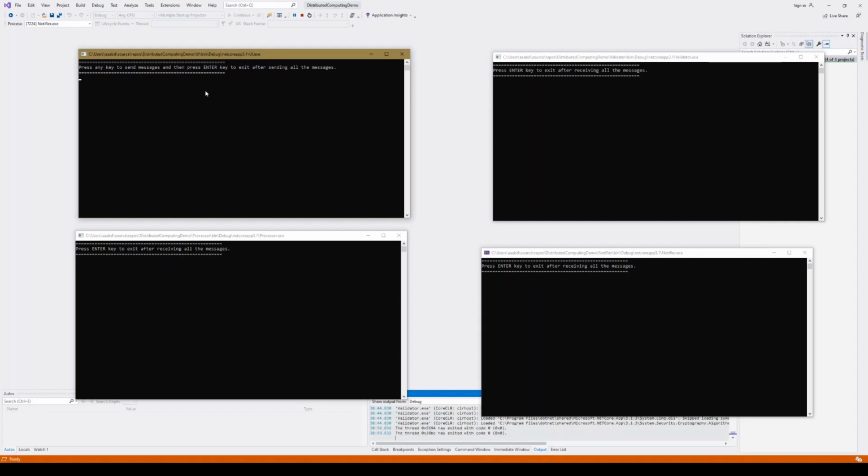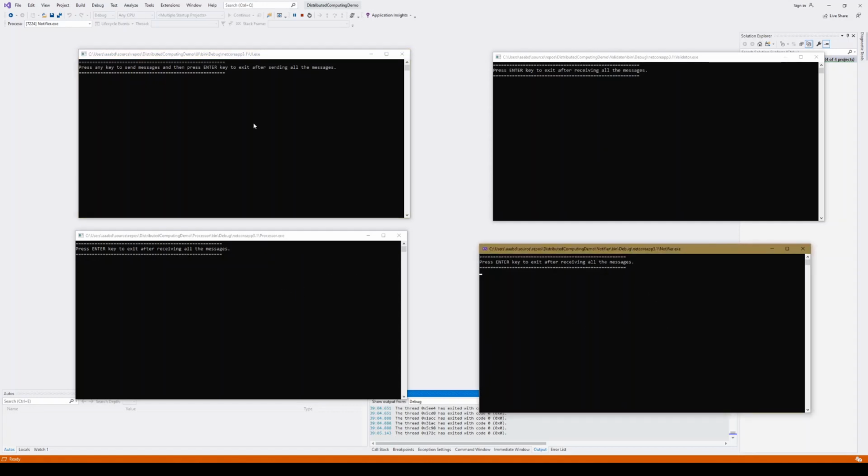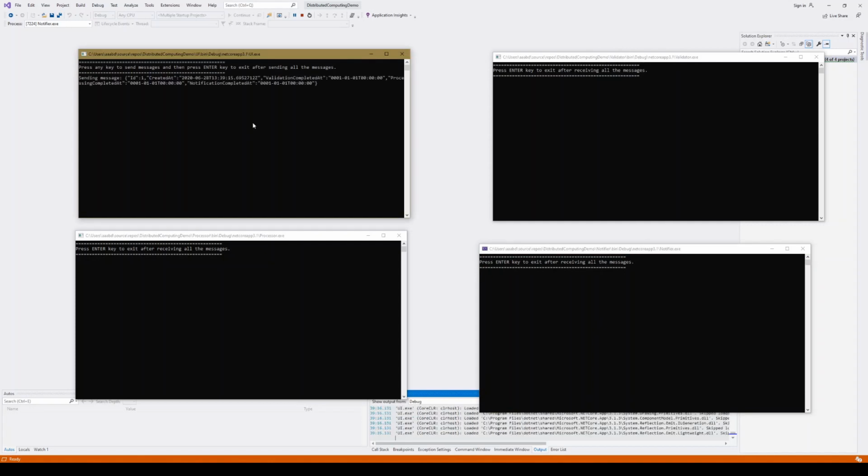message to the order topic, which is going to be received by the validator, and that's going to push it to the process queue, which is going to be picked up by the processor, and that's going to push the message to the notifying queue, which is going to be picked up by the notifier. So let's press the key.